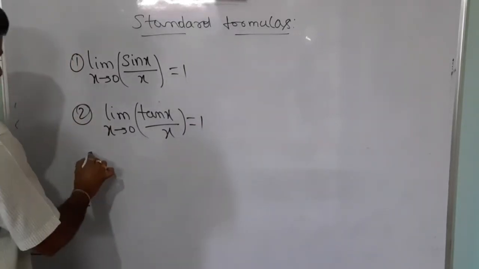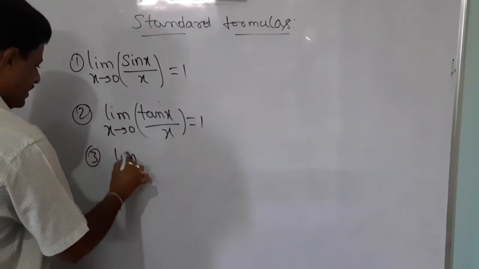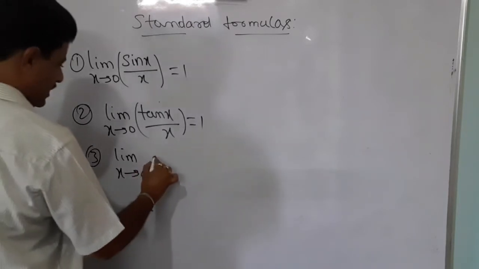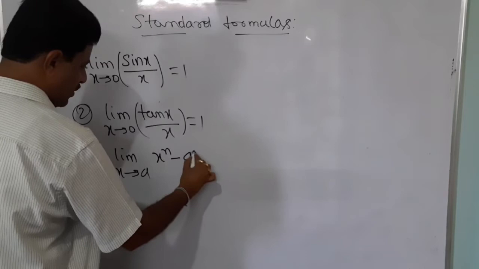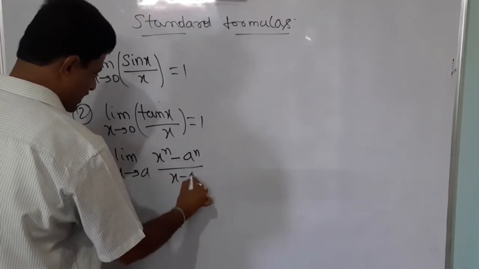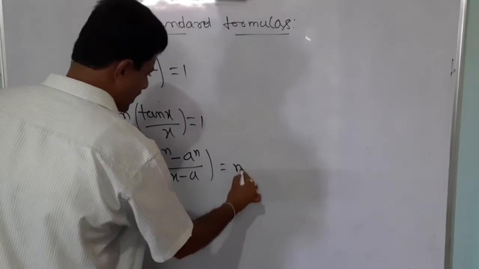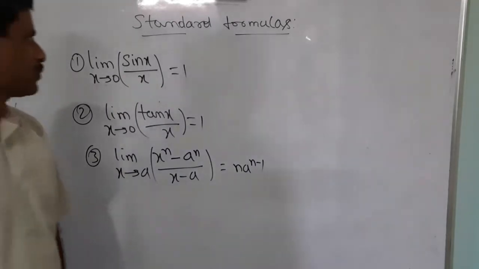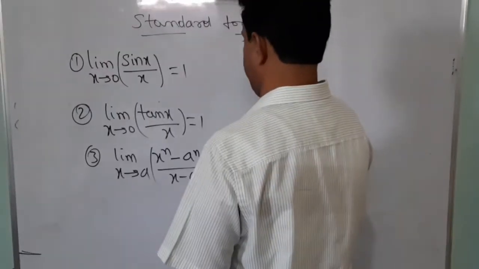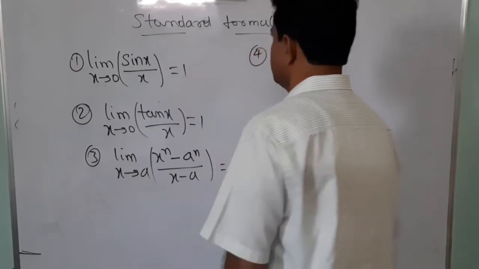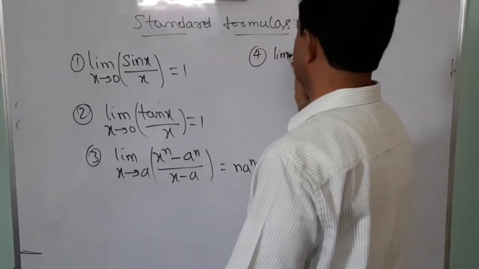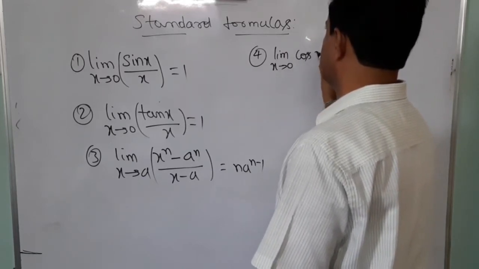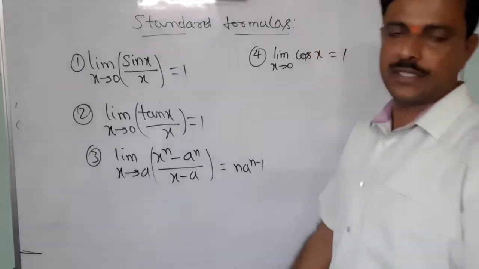So next, third one, limit x tends to a, x to the power of n minus a to the power of n divided by x minus a is equal to n into a to the power of n minus 1. Next, fourth one. Limit x tends to 0 cos x is equal to 1. This is 4.